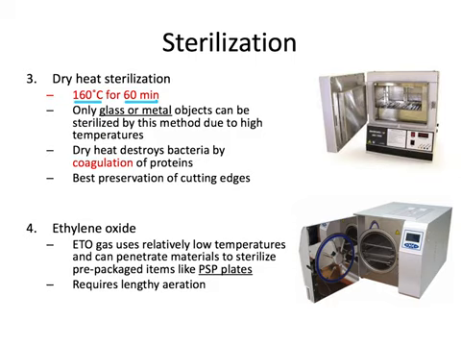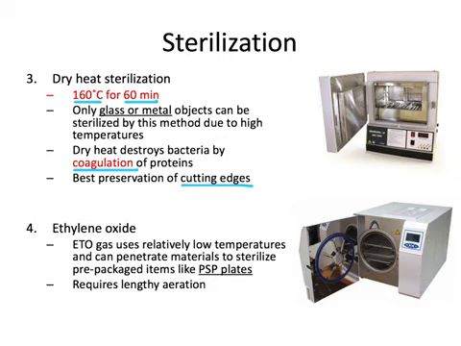So dry heat destroys bacteria by coagulation of proteins. So where the autoclave destroyed bacteria via denaturation, this one destroys them by coagulation. So for what that's worth, it is a high yield fact for the board exam. This method also, interestingly, has the best preservation of cutting edges. So if you have important instruments, scalers, ligature cutters, whatever you want to preserve sharp edges, that's the way to clean them.